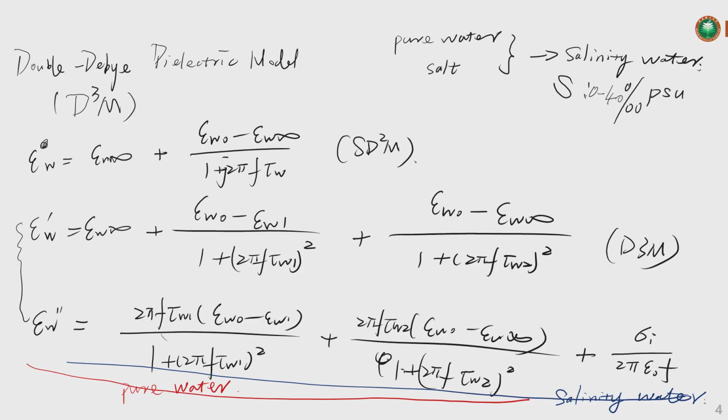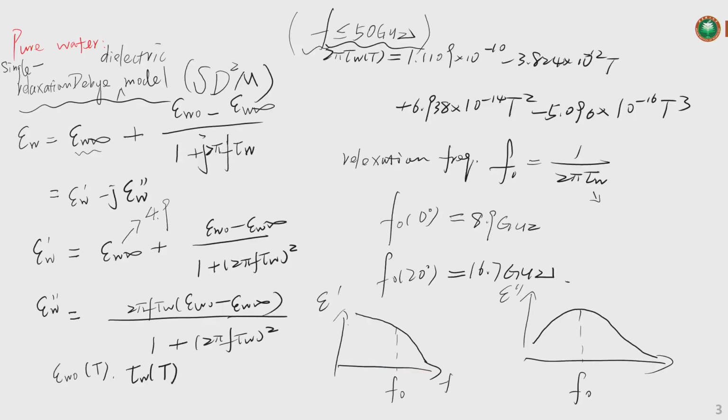So based on this equation, we can see that we have two relaxation frequencies. The first one we call f naught 1 equals 1 over 2 pi tau 1. And the second relaxation frequency equals 1 over 2 pi tau 2. So these two terms. And as we previously said, the relaxation frequency for the single device is 1.8 gigahertz.